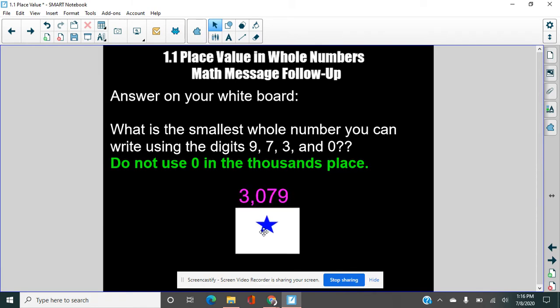Let's see what it should be. We should have 3,079, right? So now the placement of the 0 here is key. If you have the 0 in the ones place, then your number might say 3,790. But this number that you see on the screen is smaller. Why is it smaller? Well, the 0 is in the hundreds place. If I have a 7 there or a 9 there, then I have more than this number is currently, right? So a little place value problem solving there.